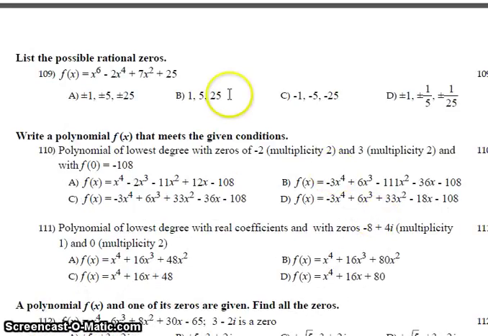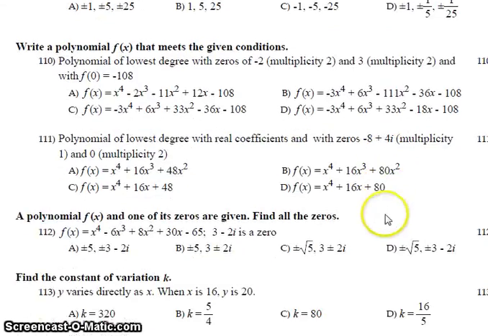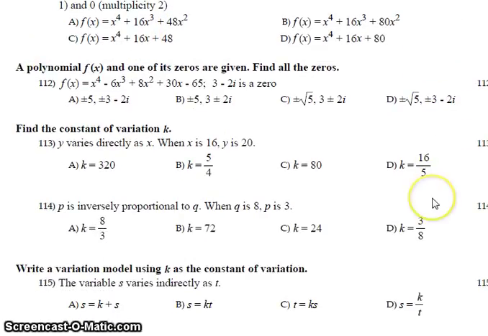Possible zeros. This is Queen Latifah's possibility book, so there you go right there. Write a polynomial that meets the given conditions. You may or may not have got those in ALEKS, so you want to ask about one of those for sure in class. Again, zeros. If 3 minus 2i is a zero, the conjugate must be.